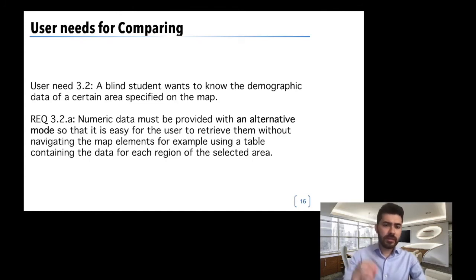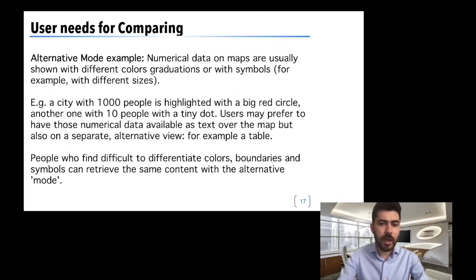And so in these particular cases, when we have a large amount of information as numeric data on the map, an alternative mode should be provided in order to read those data. And with alternative mode, here we have an example. Numerical data on maps are usually shown with different colors or graduation of symbols, for example different sizes. Think about a city with 1,000 people that is highlighted with a big red circle, and instead think about another one with 10 people that is shown with a tiny dot.